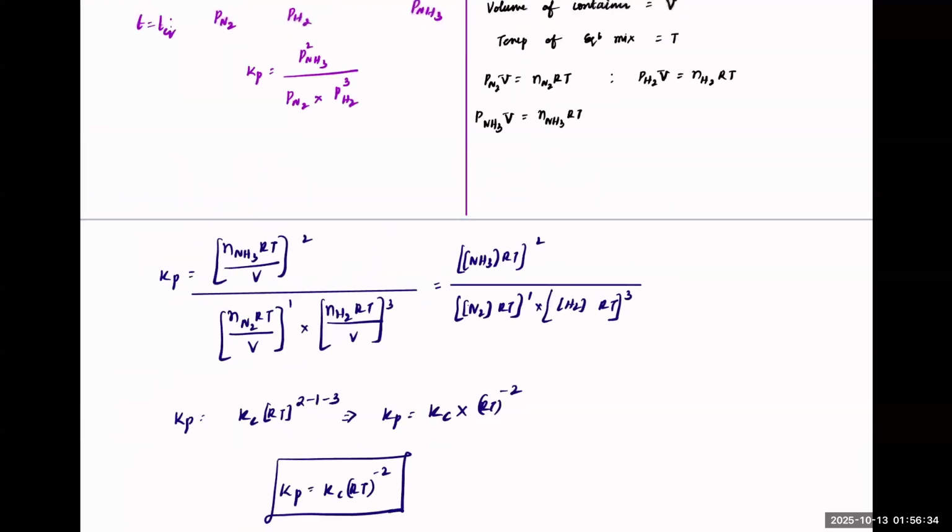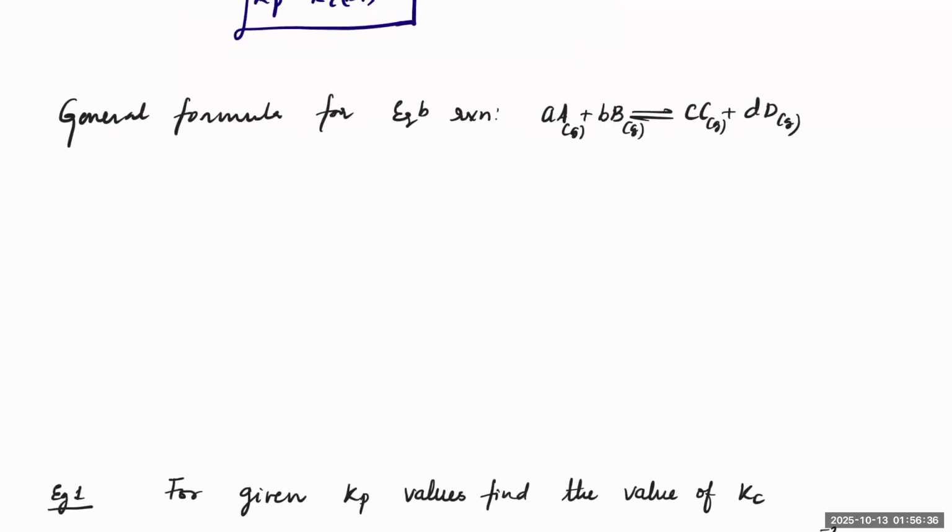Okay, so that's how we can calculate Kp. Now, if it is for a general equation like A plus B giving C and D, in that case, Kp will be equal to partial pressure of C raised to power of C, partial pressure of D raised to power of D, over partial pressure of A raised to power of A and B raised to power of B, which is equal to Kc RT raised to power of C plus D, correct?